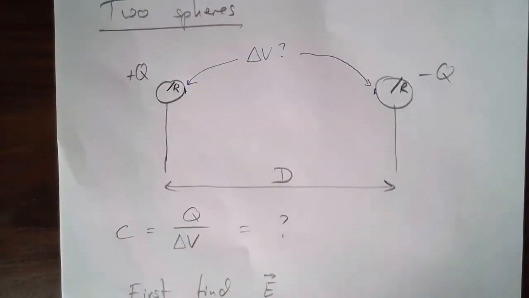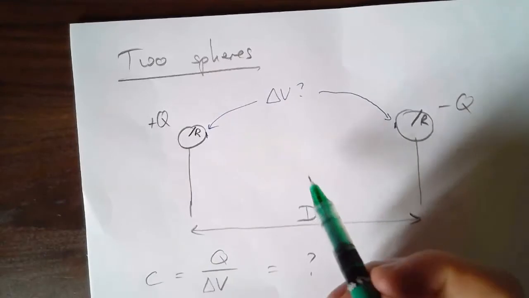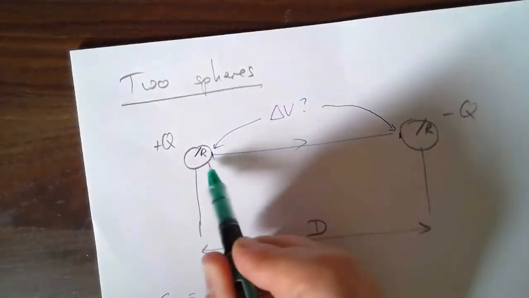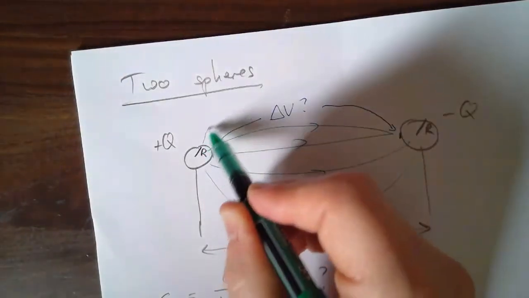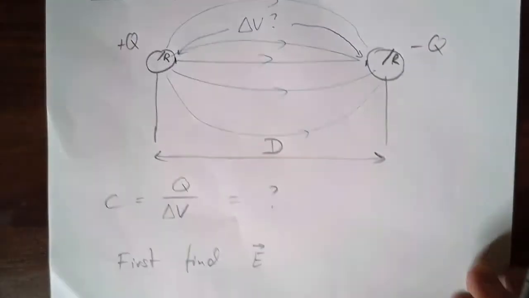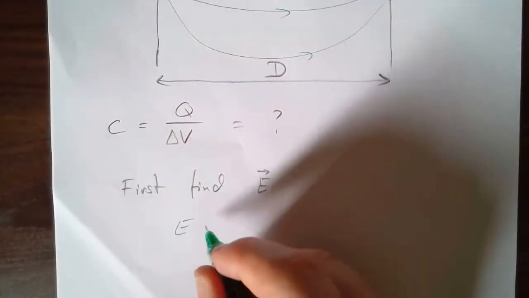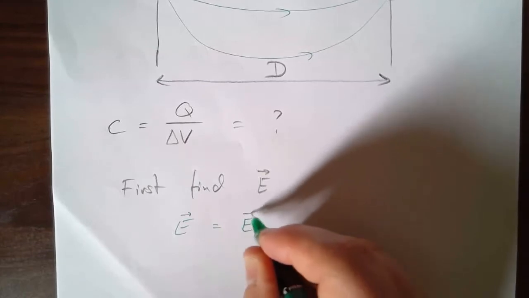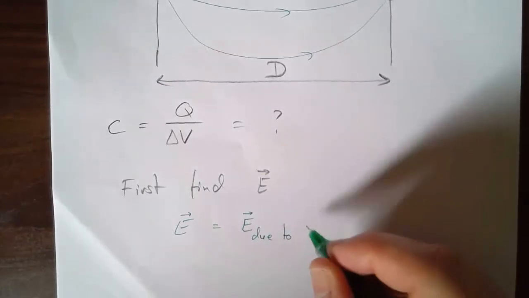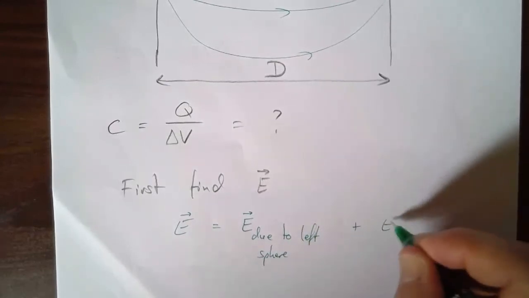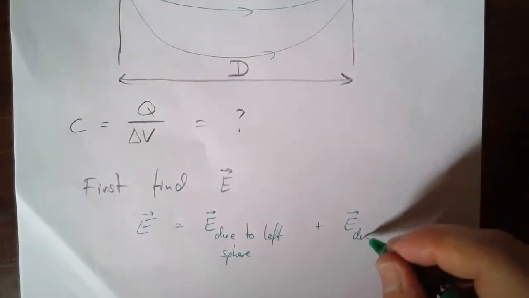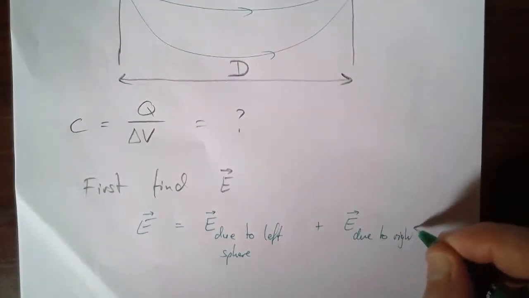But you know the electric field due to each single sphere, and then you just add them. You know the electric field is going to look something like this. It's essentially a dipole. So E is going to be equal to the electric field contribution due to the left sphere plus the electric field contribution due to the right sphere.